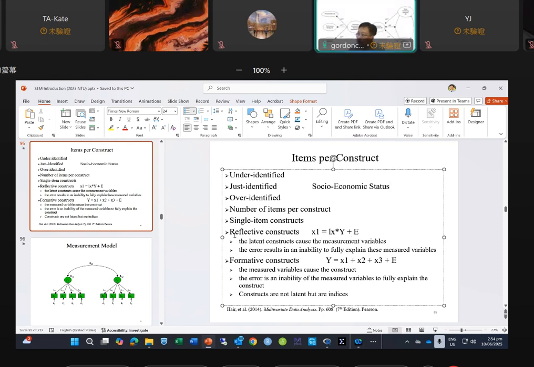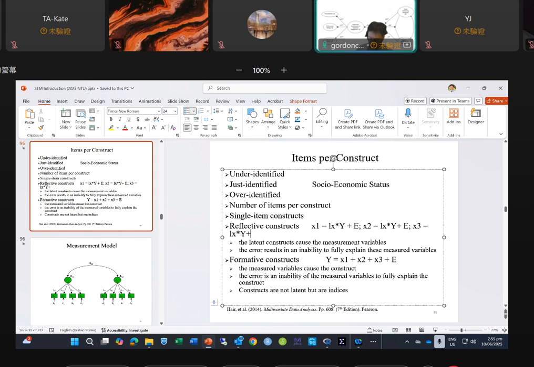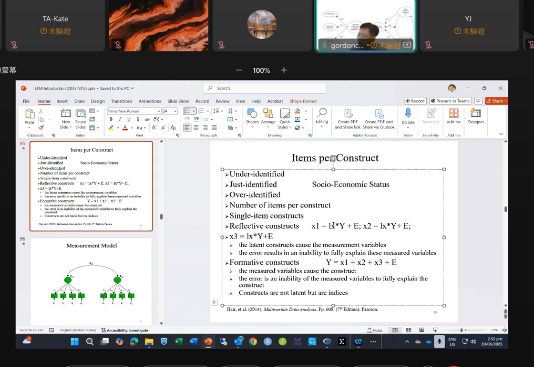There are different properties of reflective constructs and formative constructs. In reflective constructs, we use the latent variable to predict different items. So x1 equals lx times y plus e. For x2, for example, it goes to lx times y plus e. Similarly, we can have x3 equals lx times y plus e. So here, in this example, we have 3 items to measure the same construct y.